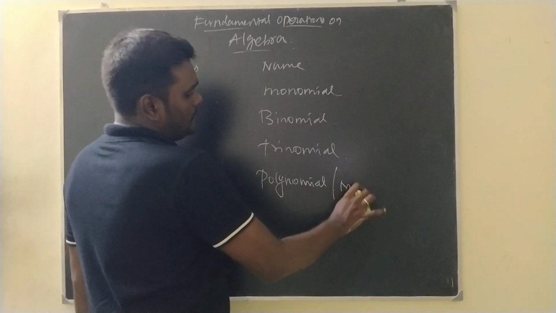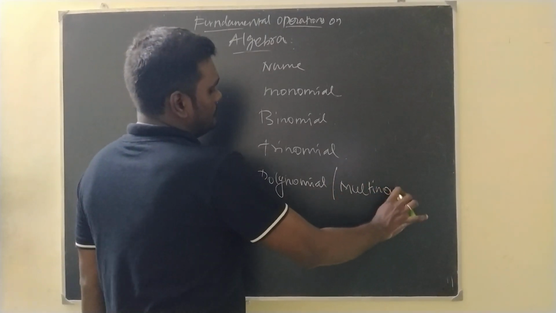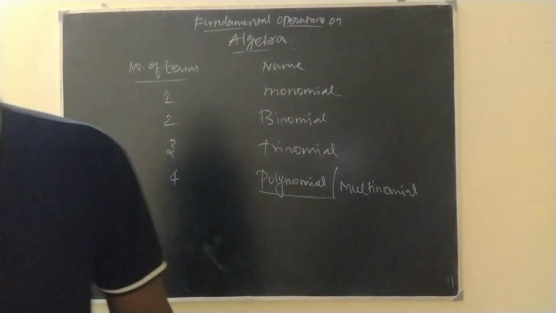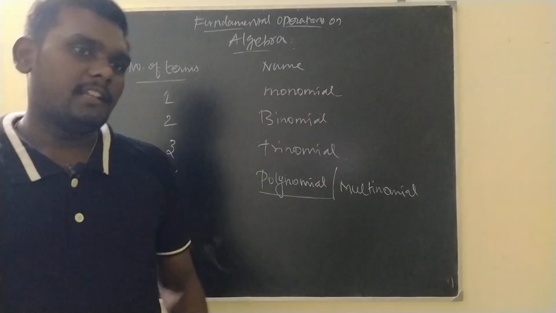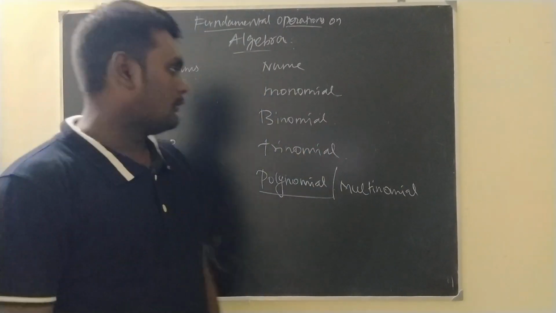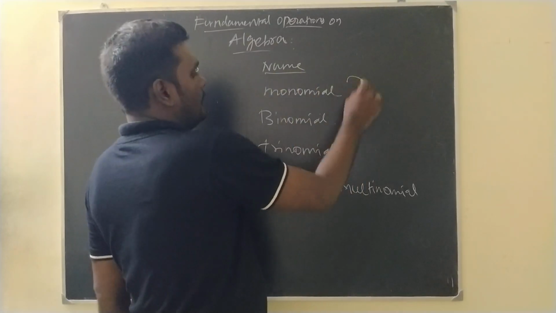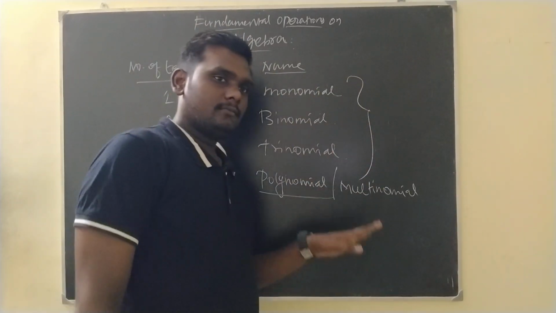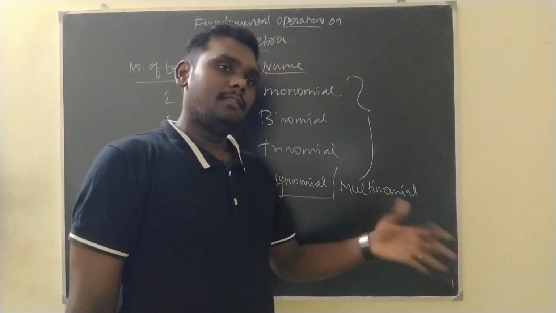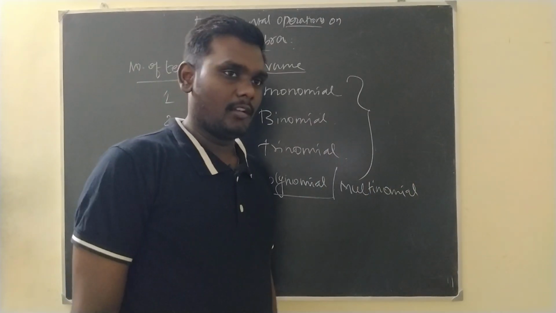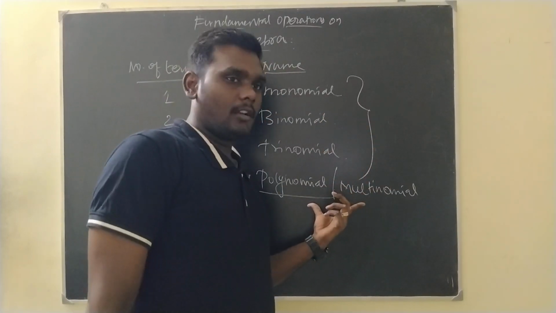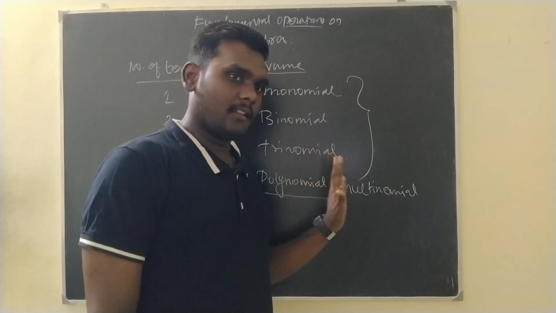More general way, multinomial. The definition of polynomial or multinomial is an algebraic expression containing one or more terms is called as polynomial. So these all are polynomials, but when it is 1, 2, 3, we have specific names. More than 3, we call it as a polynomial. That is it. But in depth, it has some certain meanings. These two are not same, but as per the basics, this is enough.